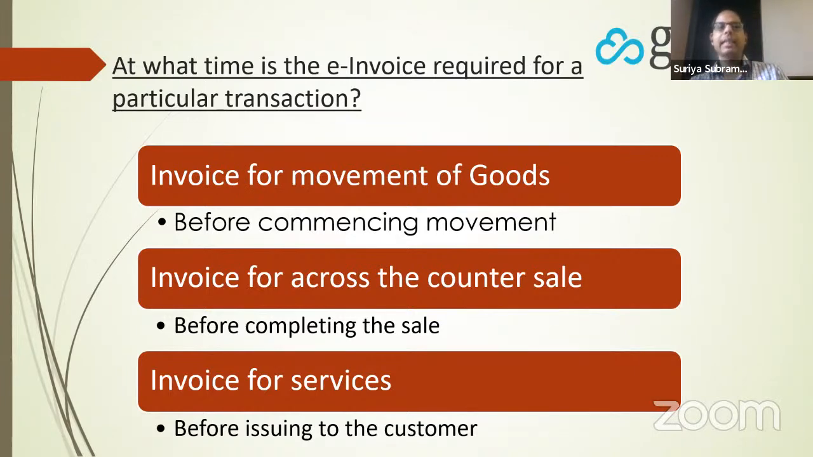At what time is the e-invoice required for a particular transaction? Here are the types of transactions. If this is an invoice for the movement of goods, the invoice should be generated before commencing the movement of goods. If it is an invoice for an across-the-counter sale, the invoice should be generated before the sale happens. If it's an invoice for services, you should generate the e-invoice before issuing the invoice to the customer. Usually for services, after the service is rendered, there is some time period within which you have to issue the tax invoice to the customer. Before issuing the tax invoice, the e-invoice has to be generated.